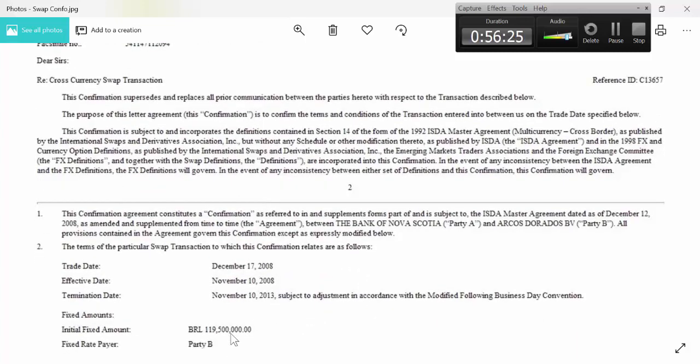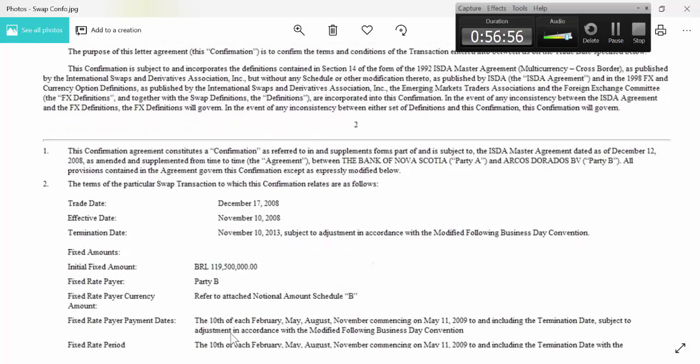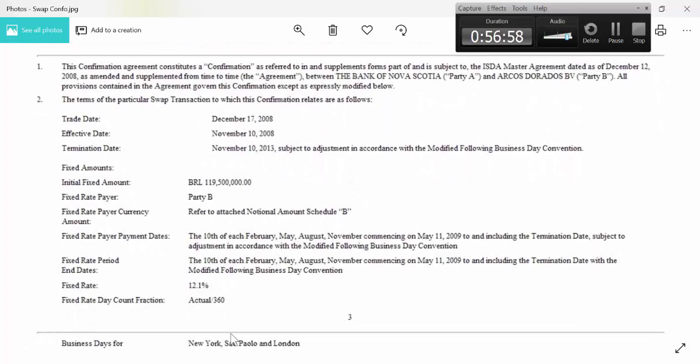now the interesting part to read is this one. This confirmation, which is only like 7 pages, is a confirmation as referred to in the form, and is subject to the master agreement dated as of whatever. So this one cannot exist unless it is supplemented by whatever master agreement they already agreed on. So this one is in fact very simple. By lawyer standard, it's very simple.